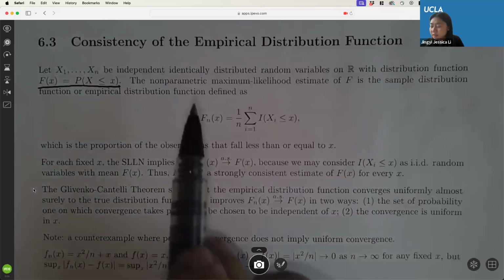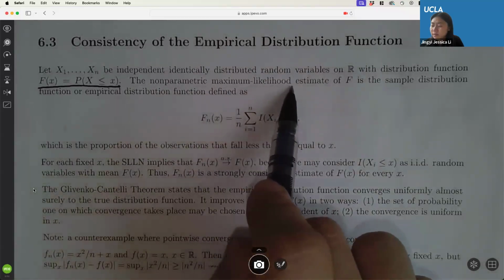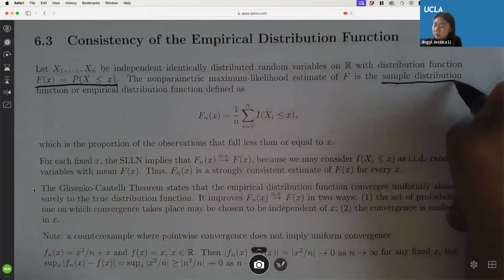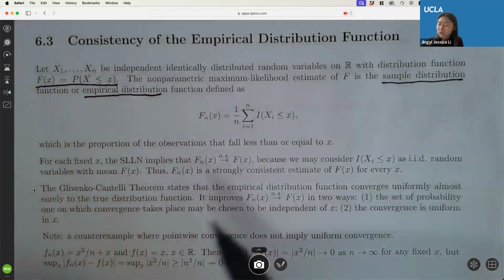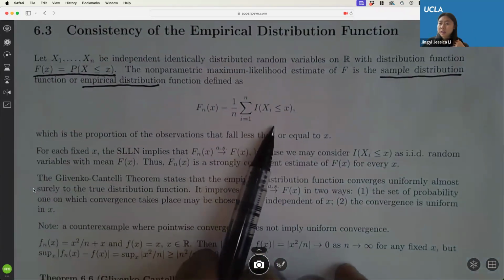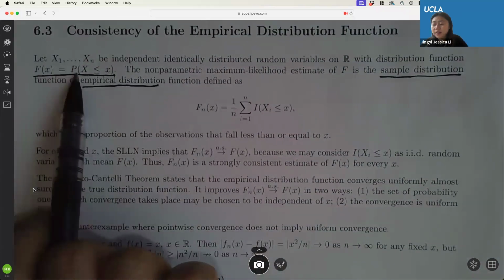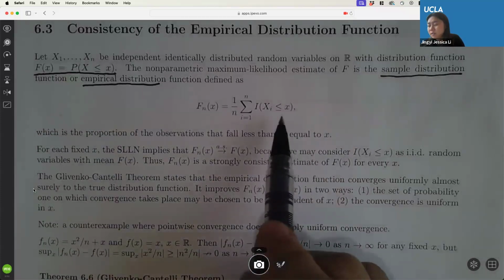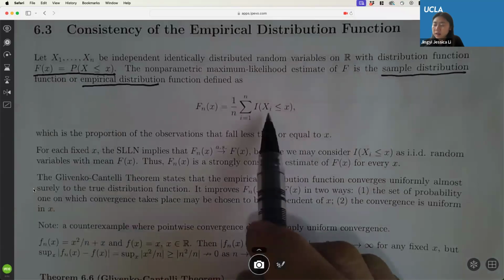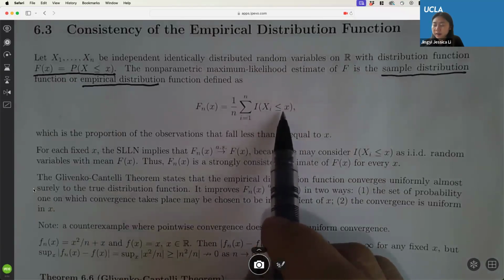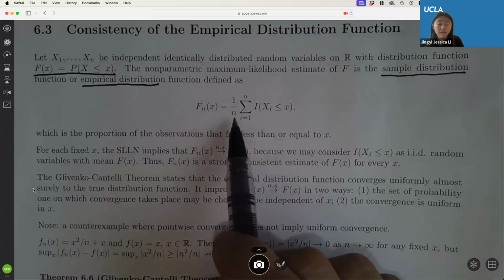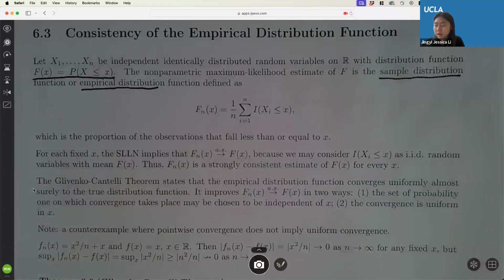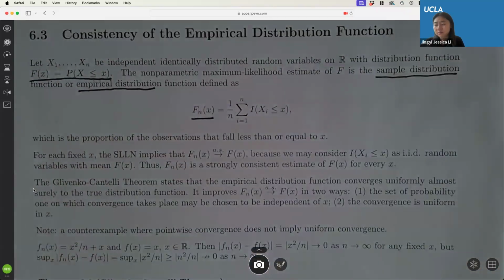What we can observe, and this is the non-parametric maximum likelihood estimate of F, is the sample distribution, or more commonly the empirical distribution, which is defined as follows. You are estimating this probability by a proportion. Given a small x, you count how many xi's are under small x, and you divide that count by n. That proportion is our empirical CDF, and we refer to this as Fn(x).